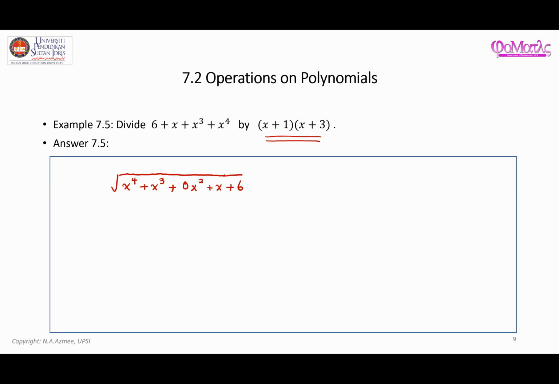For this one, x plus 1 times x plus 3, what I need to do is I need to expand it. So if I expand this expression, I'll get x squared plus 3x plus 1x plus 3, and this is just x squared plus 4x plus 3. So this is what I'm going to write down over here, x squared plus 4x plus 3.